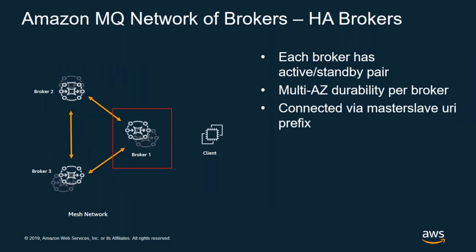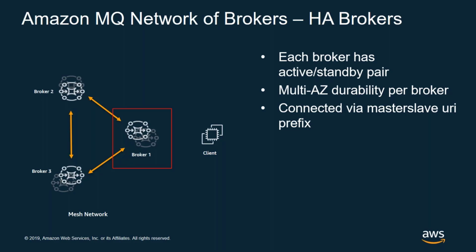For those of you who are not completely familiar with Amazon MQ, when you create a high availability broker, Amazon MQ creates an active and standby broker pair in 2 separate availability zones. These 2 brokers provide high availability for your messaging, and they also provide durability by storing all persistent messages across multiple AZs, so none are lost during a failover.